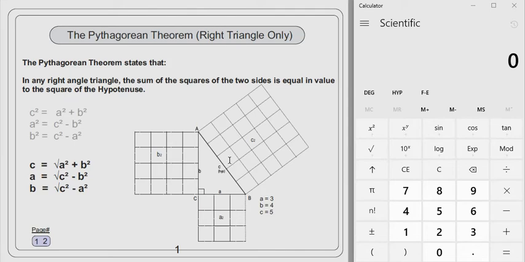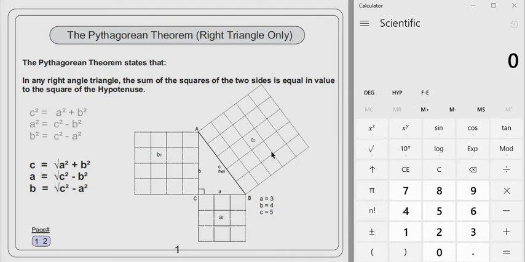Now, the Pythagorean theorem tells us that if I take this hypotenuse, which is always the longest leg, and I square the linear units, in this case I have 5, if I square them, I have 25 squared units, as shown on this graphic area here. There are 25 squared units.